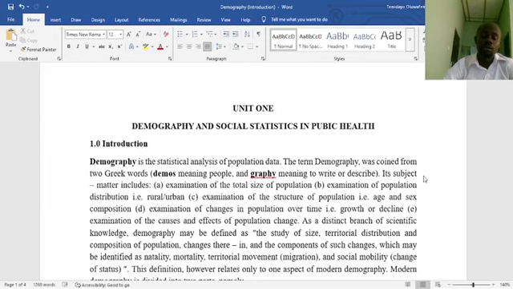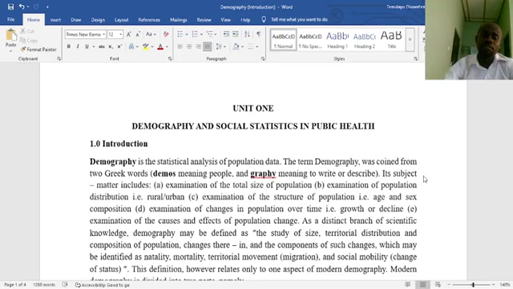Very quickly, we all see what is happening in Nigeria in particular. It's more of a decline than a growth, because more people are leaving the country as a result of especially economic policies that happen. So these are what demography is all about.